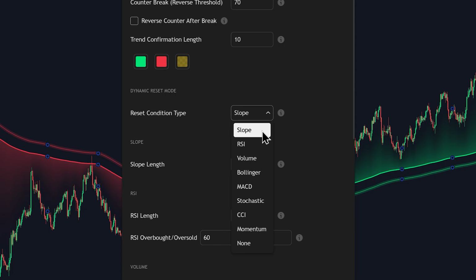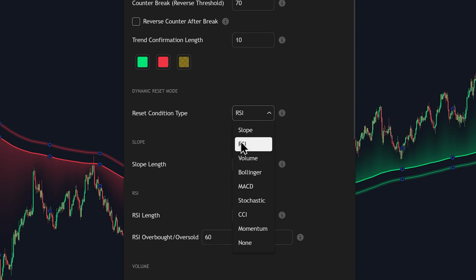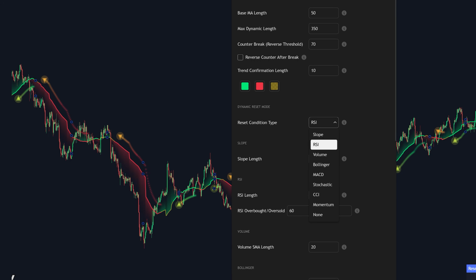If you switch to RSI-based reset, the counter only resets when RSI crosses into overbought or oversold zones like 80 or 20. That's for traders who care about exhaustion. The system assumes the trend is valid until the market screams stretched. Then it tightens up in expectation of a possible reversal.